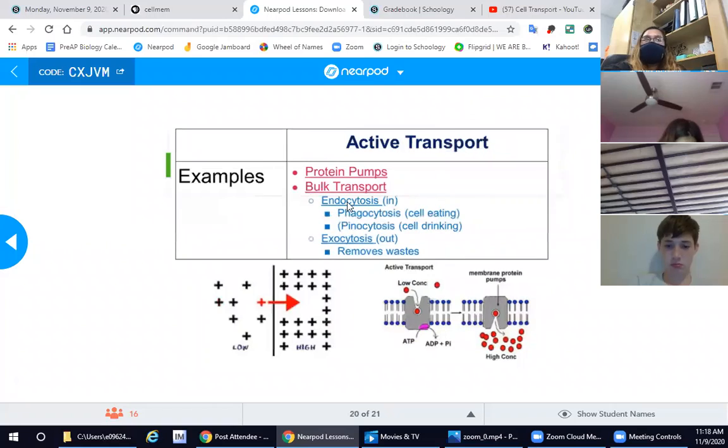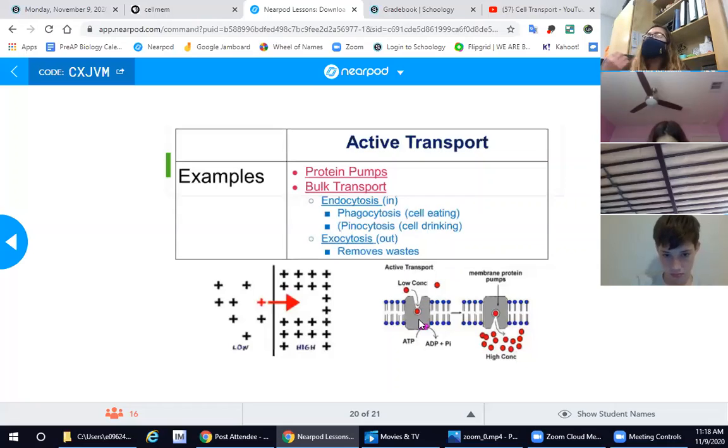Then we have active transport. Again, active transport requires energy. It's going to need the help of ATP. Because it's going from low to high, it's going against the gradient, so it's definitely going to need to use the protein pumps. The ATP is going to kind of act like a key. It's going to open up the pump so that way the molecules can move through, going against the gradient.